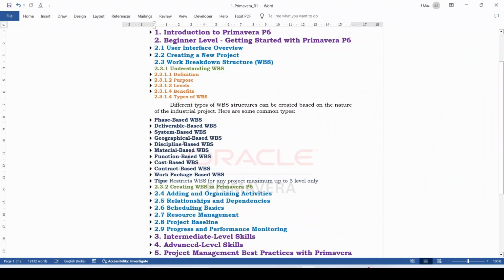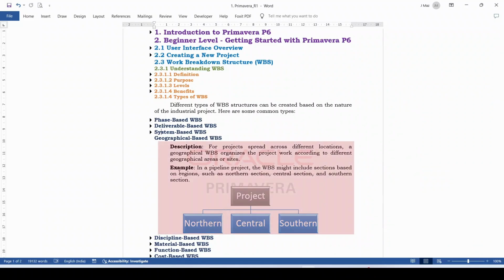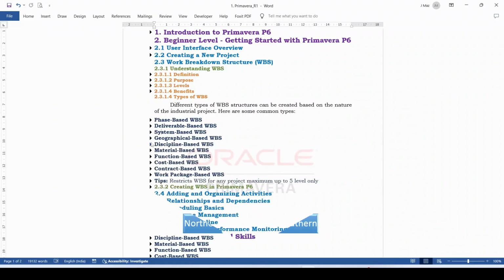Fourth one is geographical based WBS. If a particular project is going on in various locations of your country, then the project can be divided into geographical based WBS. From the pictorial diagram, you can understand it.